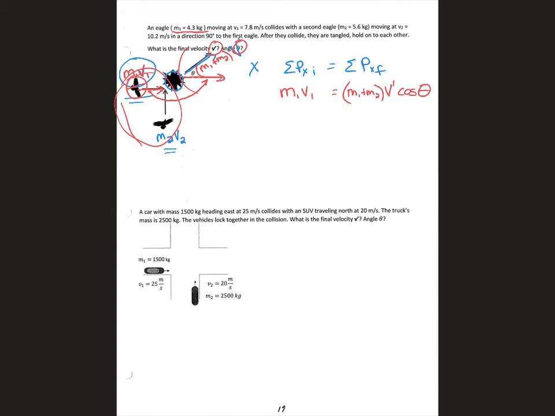Now let's go down to the y direction. Okay? And we can't plug anything in yet. We're just going to set up both. Momentum in the y direction, initial, has to equal the total of the y momentum, final. But notice again, the lower bird, the bird that's coming in from the bottom, is the only momentum that's in the y direction. So that's M2, V2.